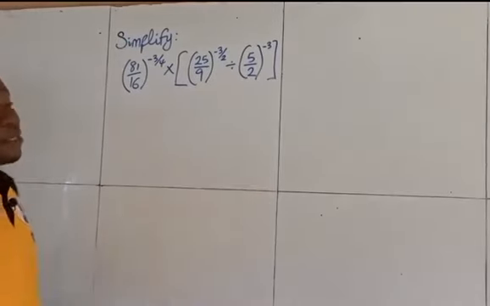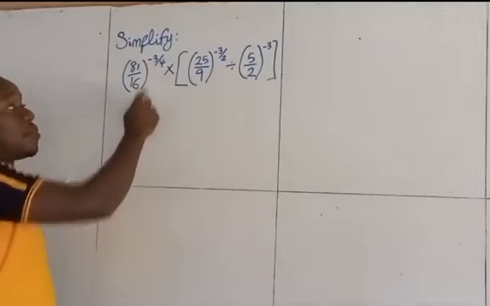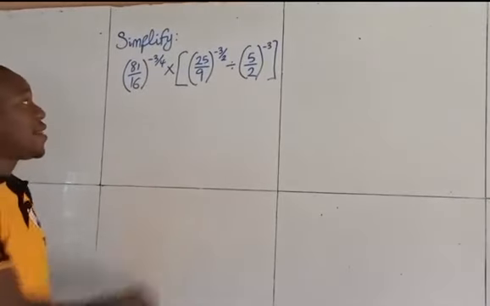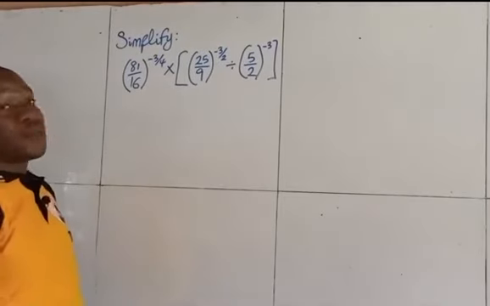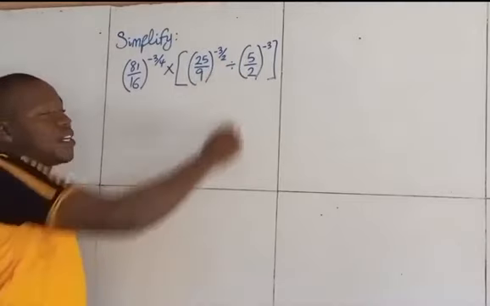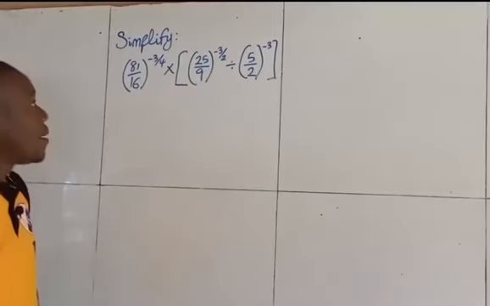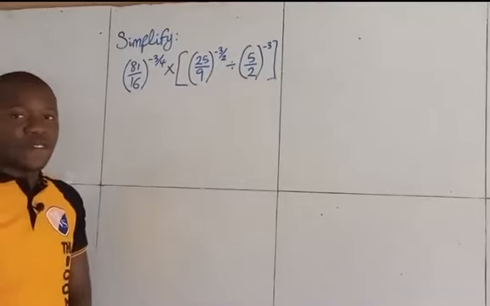Today we have a problem on the board. We are asked to simplify (81/16)^(-3/4) times (25/9)^(-3/2) divided by (5/2)^(-3). Of course, this is actually very, very simple if we apply the laws of indices.